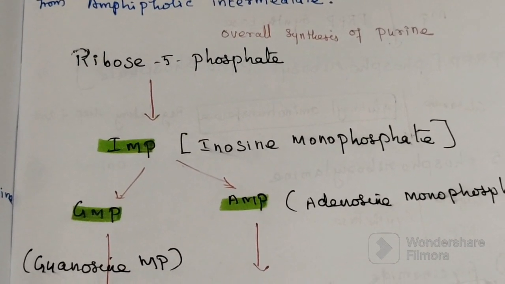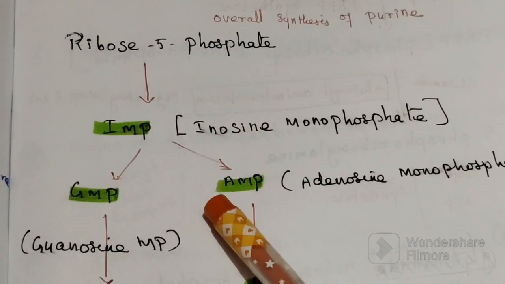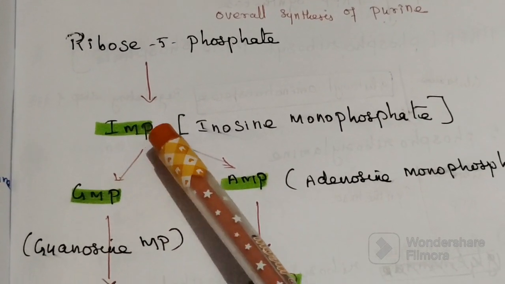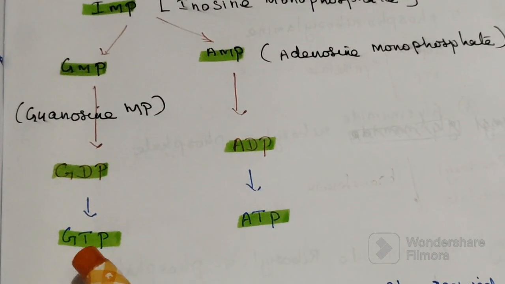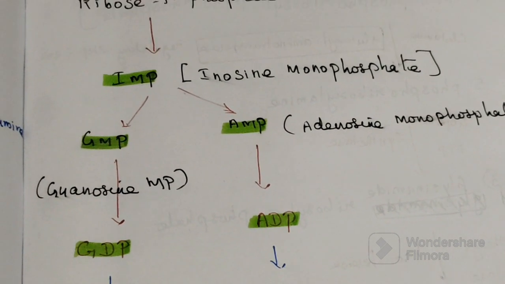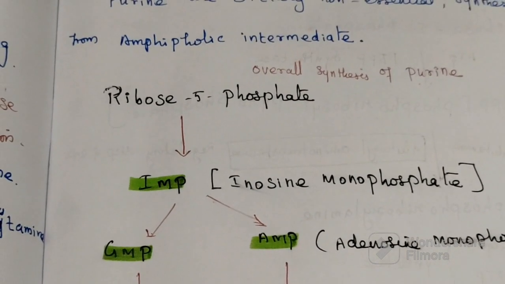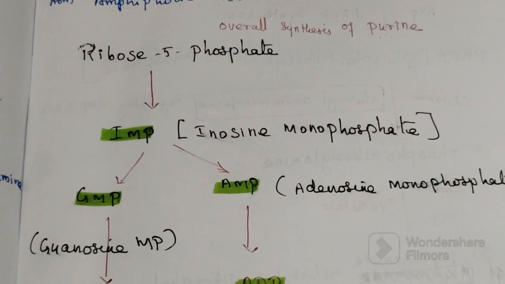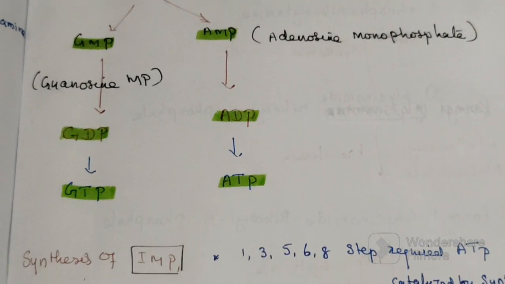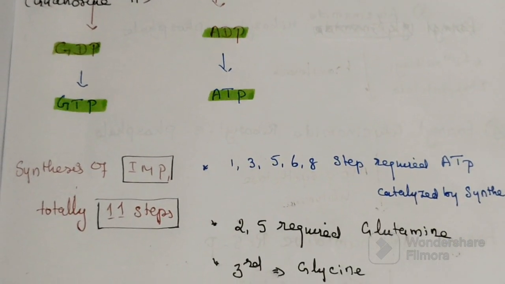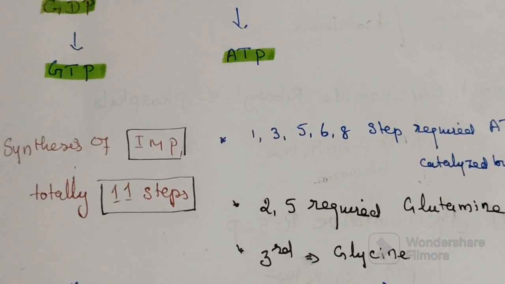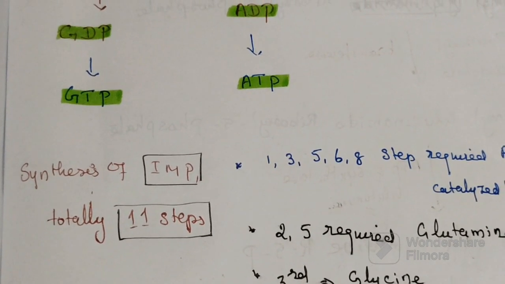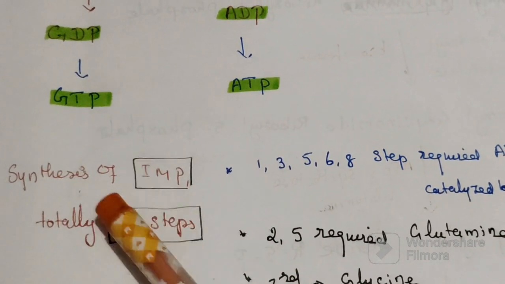So this is the overall synthesis. Ribose 5-phosphate goes through 11 steps and is converted into IMP. This IMP is finally converted into GTP and ATP. Now coming to synthesis of IMP, there are totally 11 steps.